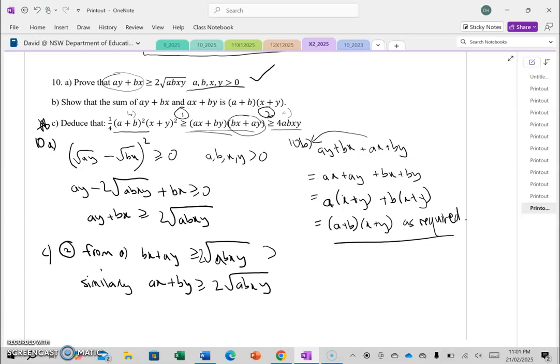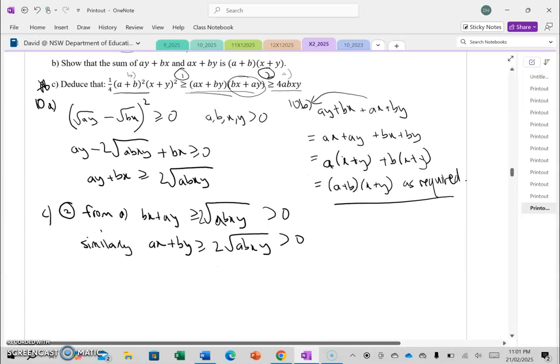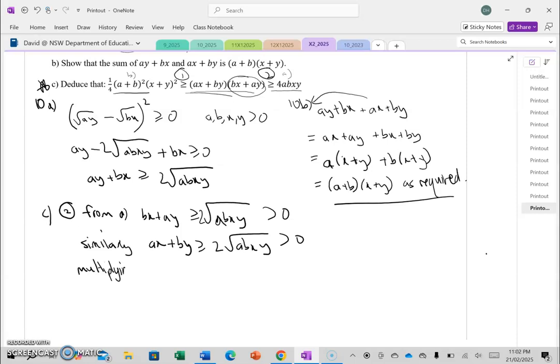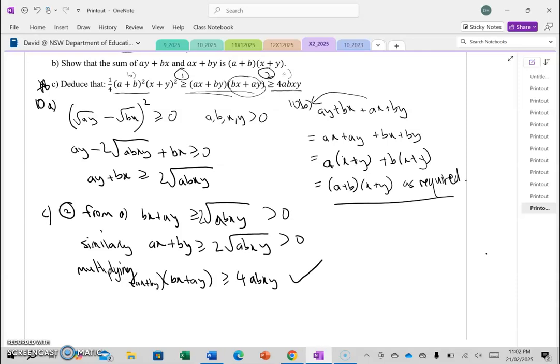Okay, now because this is greater than 0 and greater than 0, we're allowed to multiply. Remember, if every part is greater than 0, you can multiply the parts together and the inequality sign stays the same. Multiplying, before I multiply, I like putting a greater than 0 where it belongs. We'll get exactly what they want. Greater than or equal to 4, and square root that, it's going to be abxy. So that's number 2 proved.